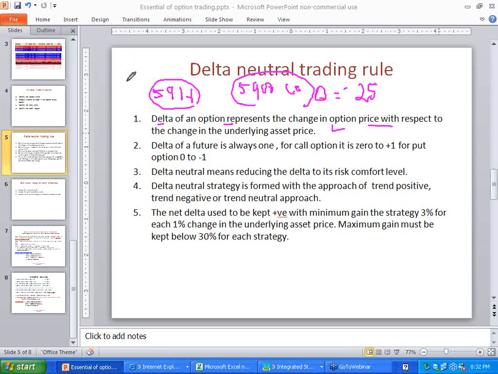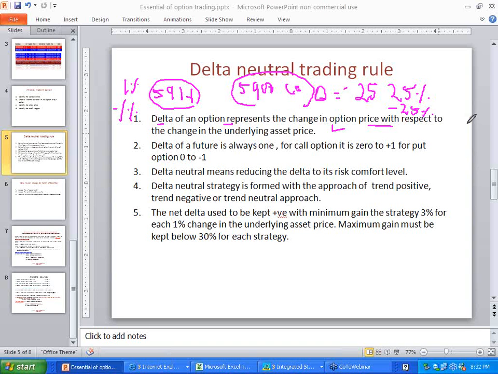This says if Nifty goes up by 1%, my call option will appreciate by 25%. In the same way, if Nifty falls by 1%, my call option will also depreciate by 25%. This is what delta says. Since you are paying the premium, the premium carries a relatively greater risk compared to the underlying asset.